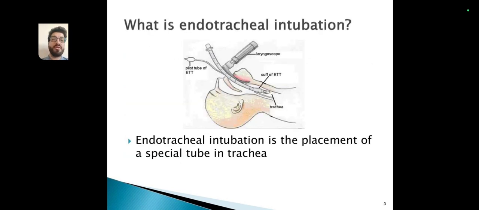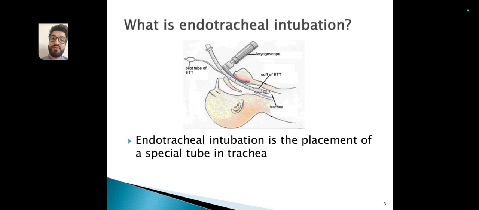So when we go to the term endotracheal intubation, the first part is endo and tracheal. The endo means inside, tracheal represents the trachea, intubation means a process in which a tube is inserted. So there are actually two terms, one is intubation, another one is extubation. In case of intubation, a tube is inserted, and in case of extubation, a tube is taken out. So when we talk about endotracheal intubation, it is a process where a tube is inserted into the trachea.